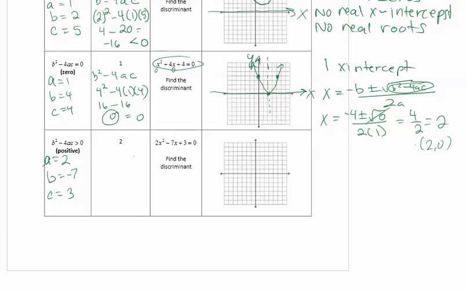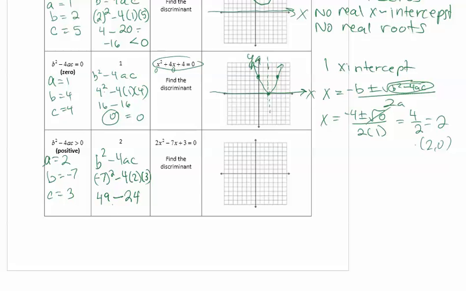Okay, so what I'm going to do is use a discriminant to see how many x-intercepts I have, or if I have any at all. So b squared minus 4ac. In this case it's going to be negative 7 squared minus 4 times 2 times 3. So negative 7 squared is 49, and that's going to be minus, so when I multiply all this together, it'll be 4 times 2 is 8, times 3 is 24. Yeah, 8 times 3 is 24.